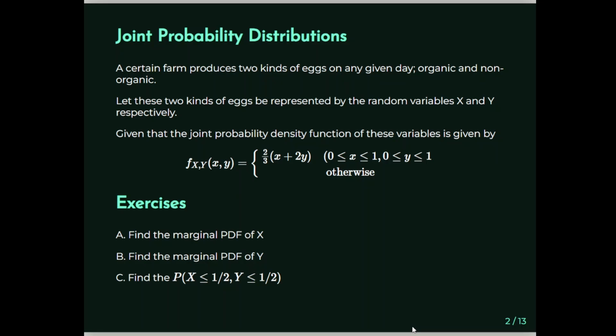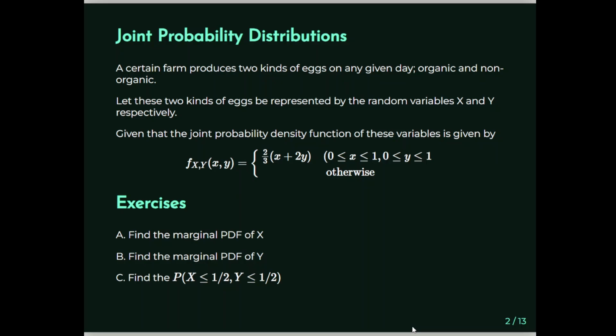f of xy equals 2 over 3 times (x plus 2y), where x is some value between 0 and 1 and y is some value between 0 and 1. Pay attention to those because those give us the integrals for integration later on, or those are indicative of where we should be going to look. And 0 otherwise. Really what we're asked to do is find the marginal probability distribution functions of x and y and calculate the probability of x being less than a half and y being less than a half, the joint probability there.